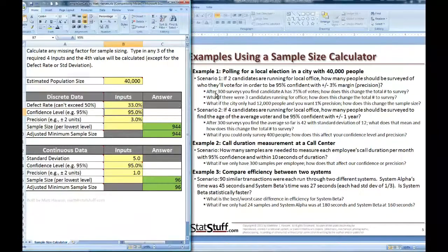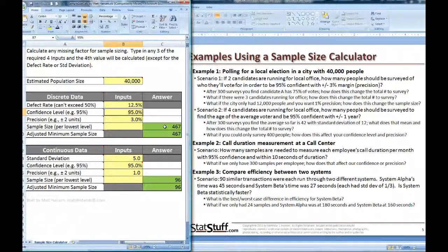But again, after getting 300 surveys, we said candidate A has 75% of the votes. Well, let's assume then that candidates B and C, the other 2 candidates, have a split value of the remaining 25%. If candidate A is 75% and the other 2 remaining candidates have an equal share of the 25%, then each of those other 2 candidates actually has 12.5%. So now I can plug in 12.5% here, and it reduces my sample size even more.